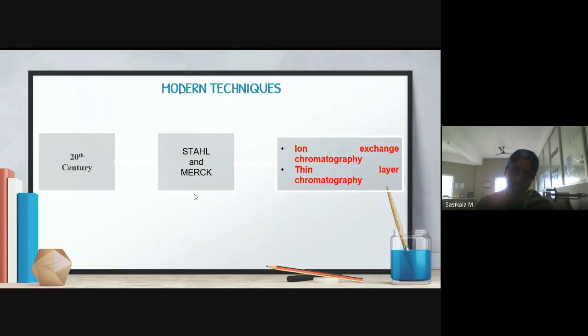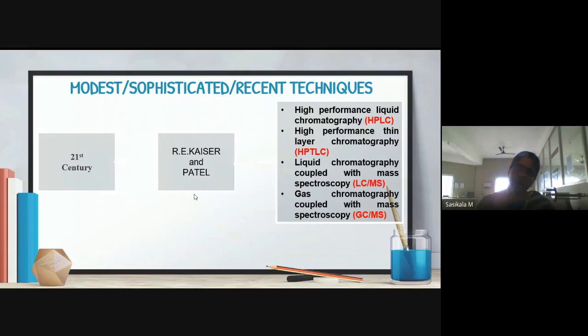And then ion exchange and thin layer. In the 20th century only, thin layer. Thin layer is planar chromatography. Thin layer chromatography, TLC, normal TLC for identification was developed. Then only HPLC, HPTLC, high performance chromatographic techniques were developed. LCMS, GCMS. So in these 4 centuries, decades, it has been developed widely.